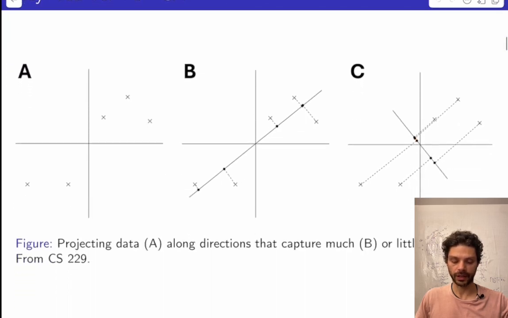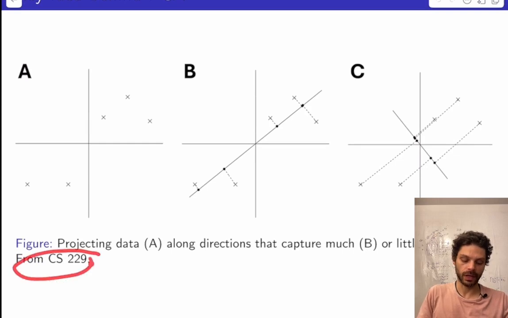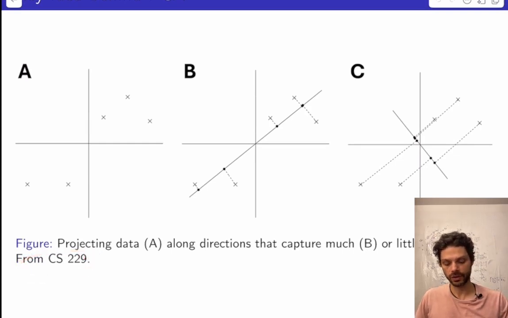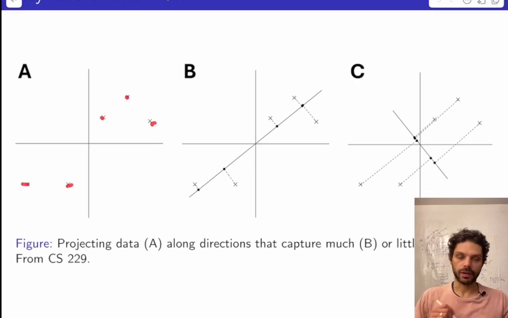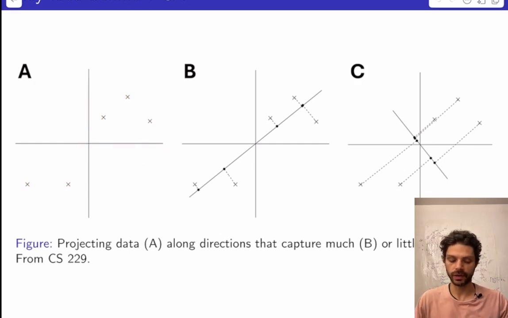Here's an example that I got, thanks to Sammy for the heads up about this. This is coming from CS229, a Stanford machine learning course. So the idea is we've got 5 data points, and the data arrives with these coordinates. But what PCA wants to do is summarize this data in one dimension. Well, how do we do that?